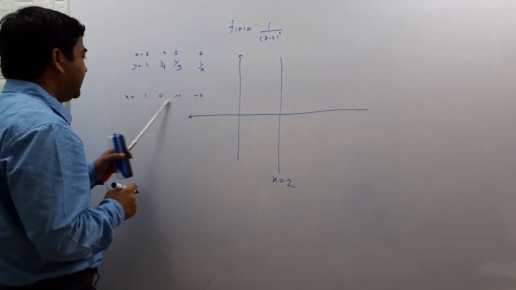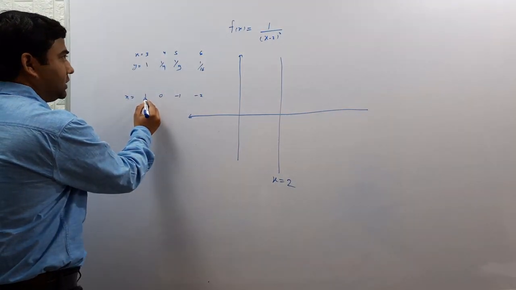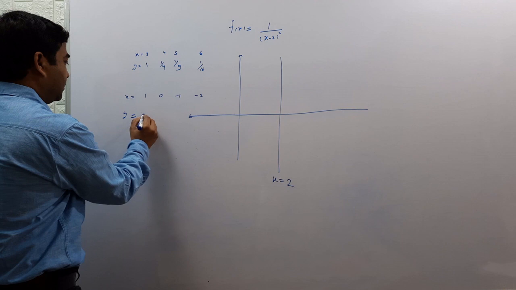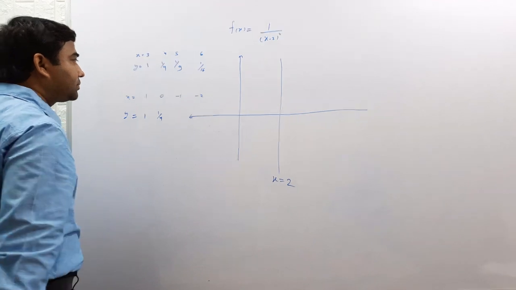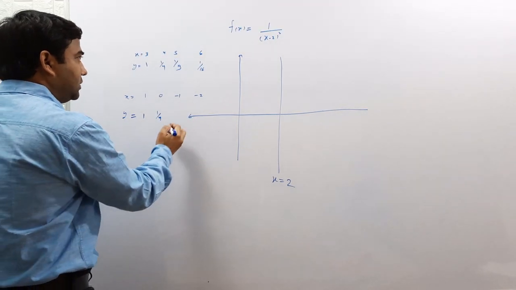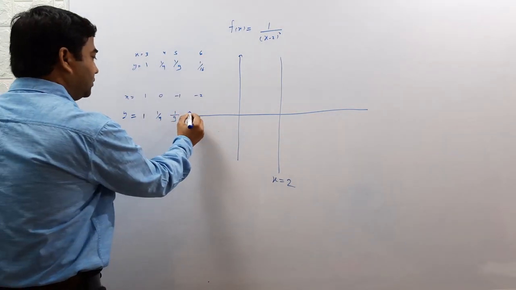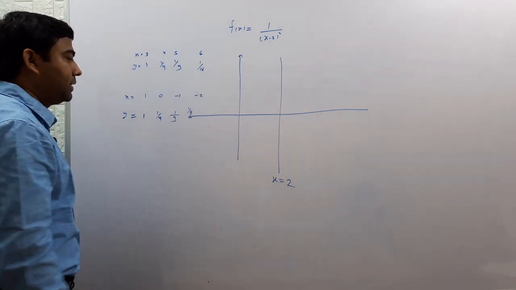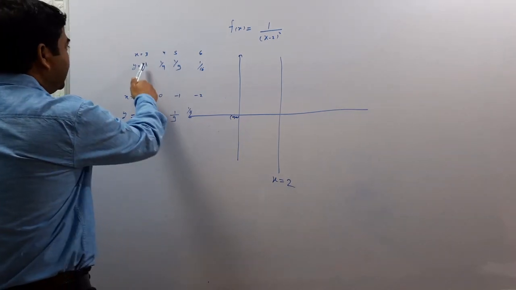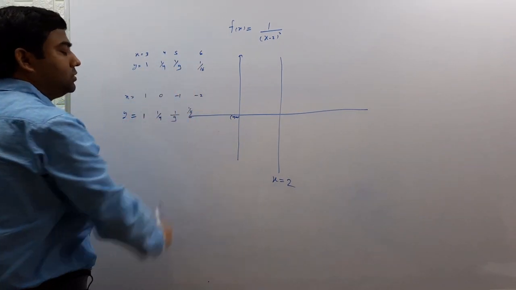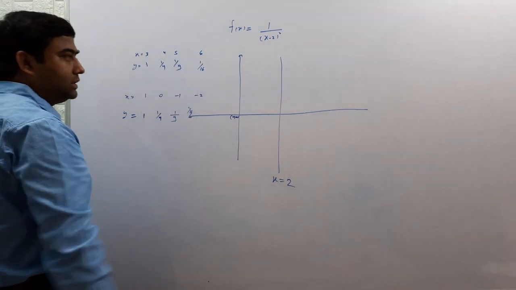Similarly, for these values of x which are on the left side of this line, for x equal to 1, y is equal to 1. For x equal to 0, y is equal to 1/4. For x equal to -1, y is equal to 1/9. For x equal to -2, y is 1/16. So this is the origin. We see as the value of x increases, the value of y also decreases, and when the value of x decreases, the value of y increases.